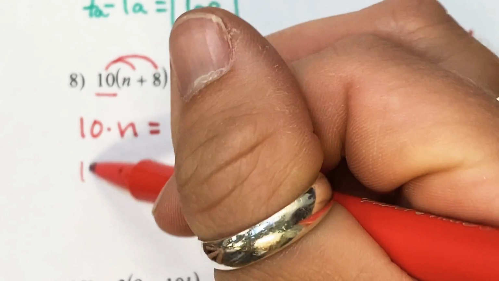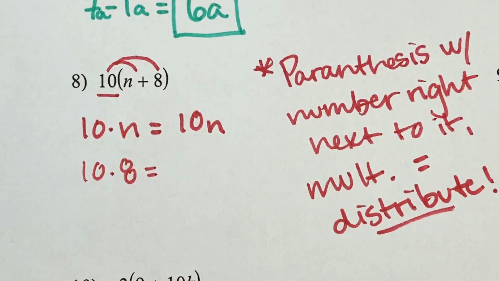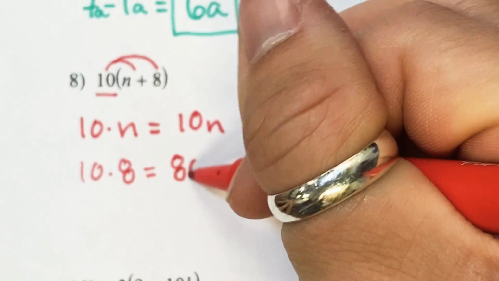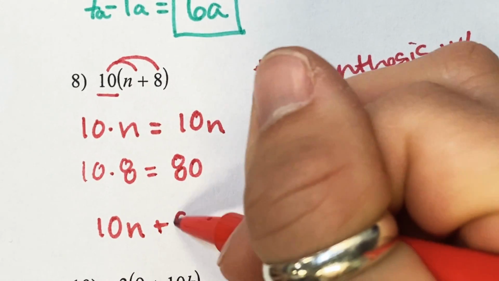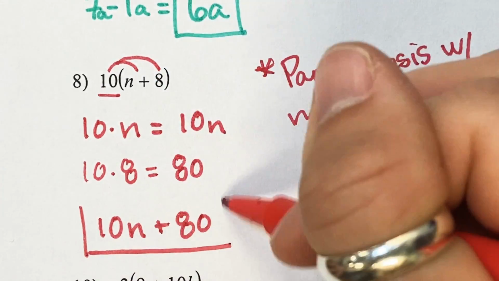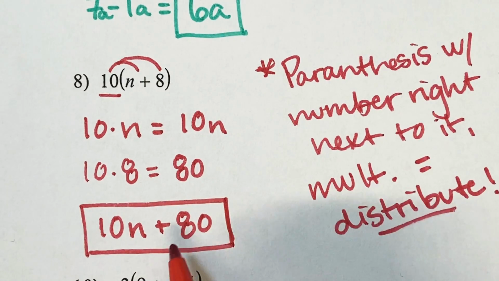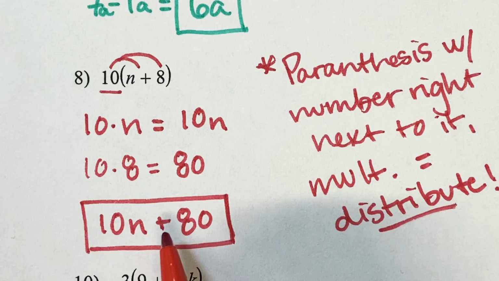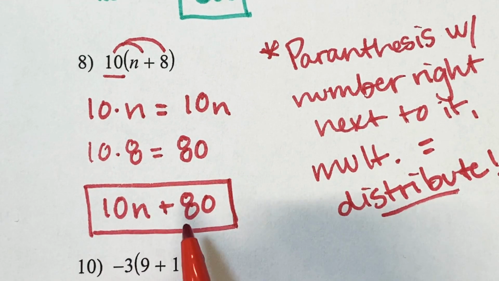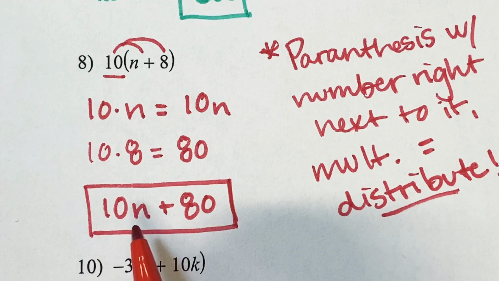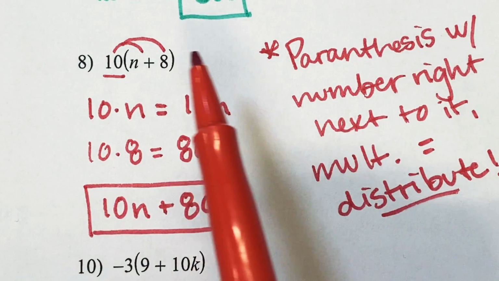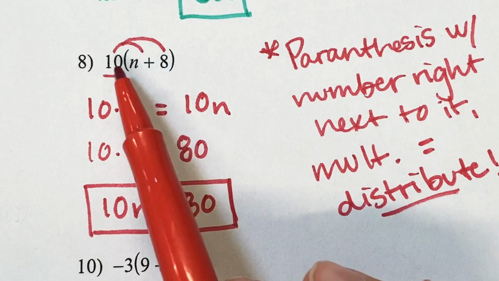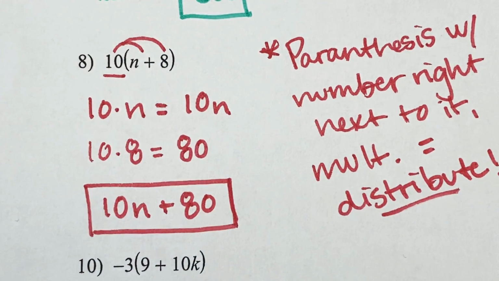Okay, what's 10 times 8? It's going to give me 80. So let's rewrite this and see if we can combine anything. 10n plus 80. That is our simplified expression because 10n and 80 are not like terms, right? The 10n has the variable, the 80 does not. So we distributed that 10, which means we are multiplying that 10 to both terms inside.